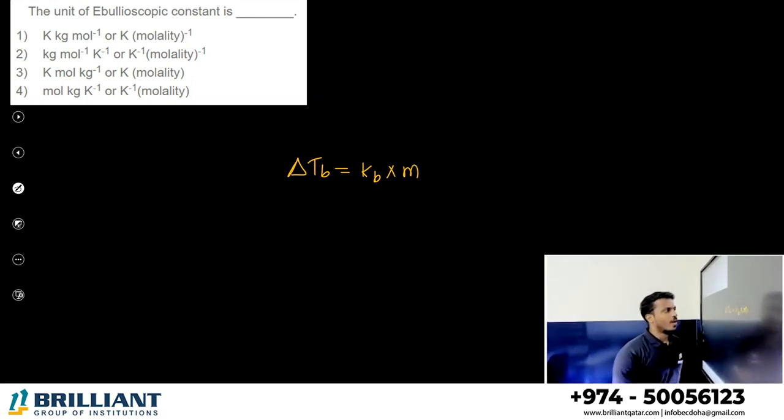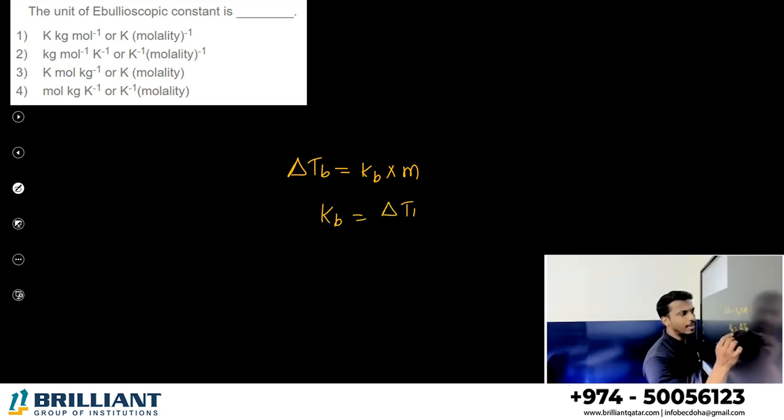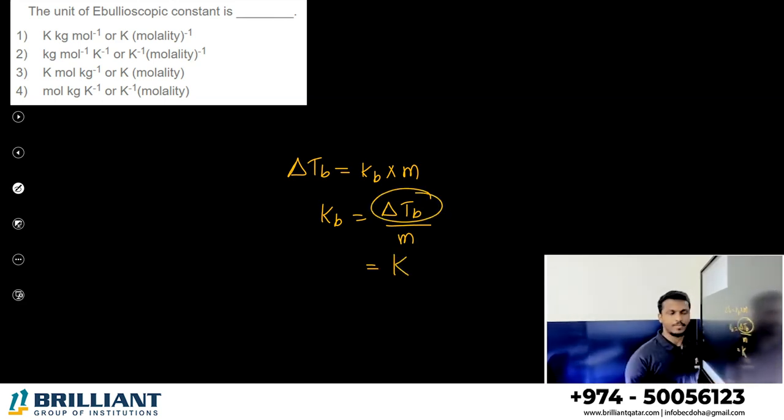Yes or no? So what is KB from there? KB is equal to delta TB divided by m. What is the unit of delta TB? Temperature. Temperature unit is Kelvin. What is the unit of molality? Molality unit is mole per kilogram.